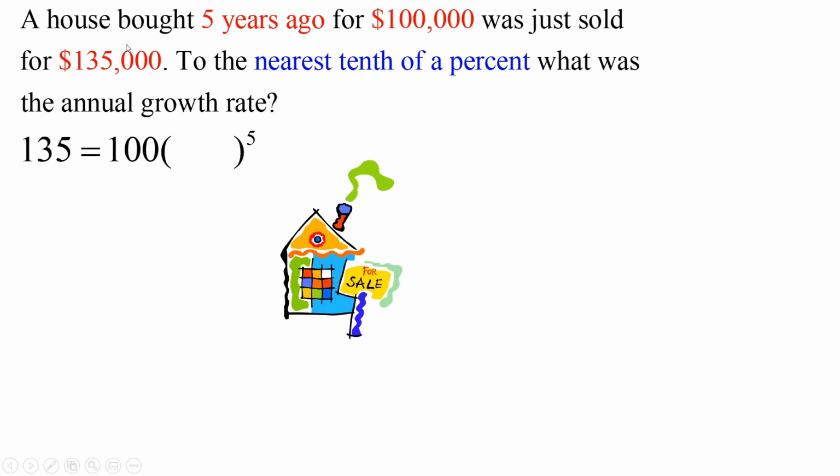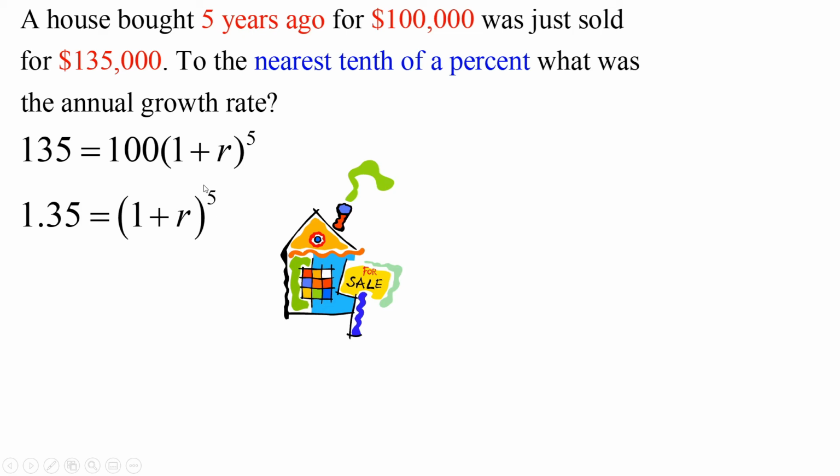But now, a house bought 5 years ago, T equals 5, for $100,000, A sub 0 is 100, was just sold for $135,000. To the nearest tenth of a percent, what was the annual growth rate? So our growth factor would be 1 plus the growth rate. All right. And now we solve for that growth rate, R. So first thing we better do is divide both sides by 100. 135 divided by 100 is 1.35. And then on the right, we have 1 plus R to the 5th.